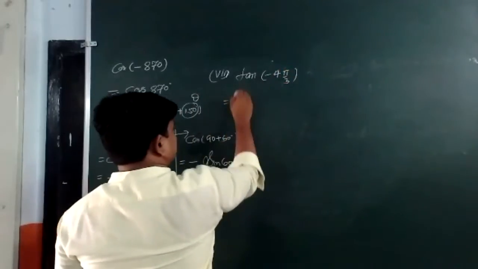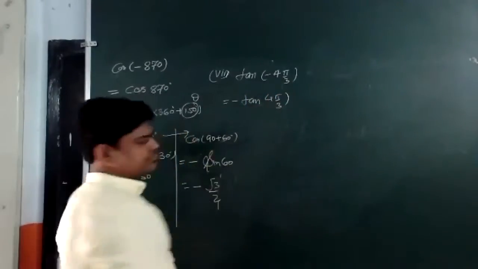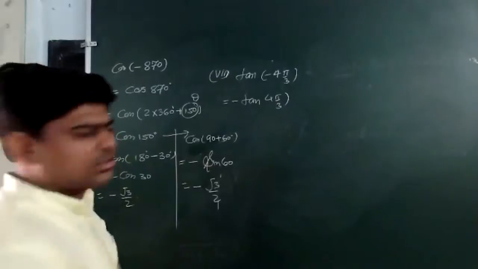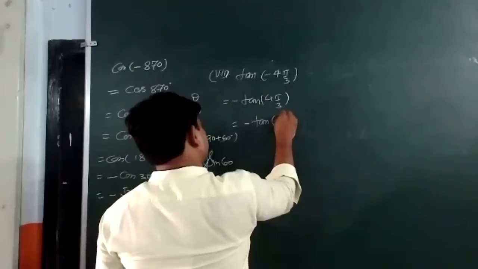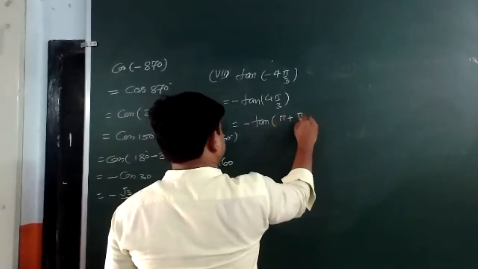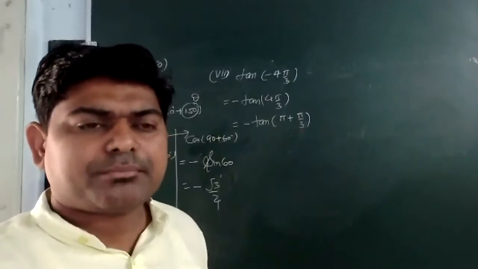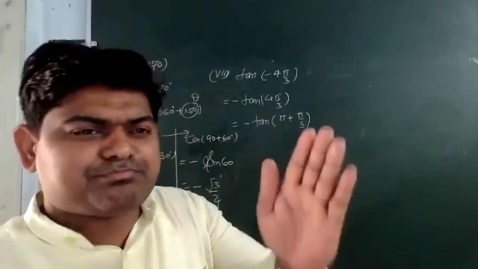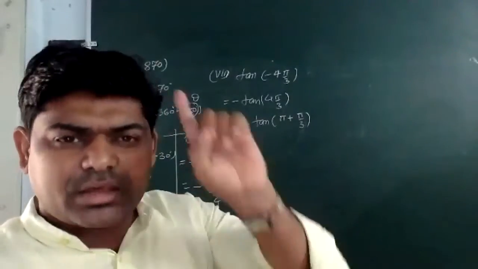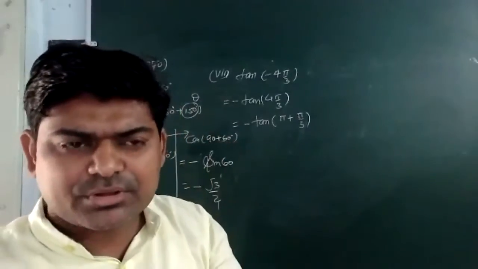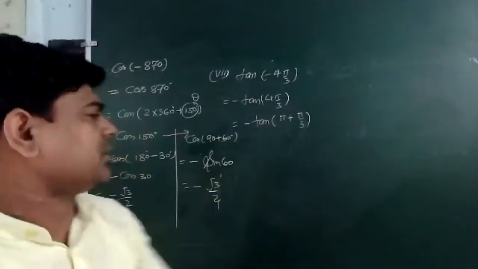Akash is telling me the minus can come outside: tan(−4π/3) is written as −tan(4π/3). Then 4π/3 can be written as π plus π/3. Say yes or no? π plus θ. Now π plus θ will be in the third quadrant. Yes, in the third quadrant tan is positive. With π it will not change. It will remain tan θ only.